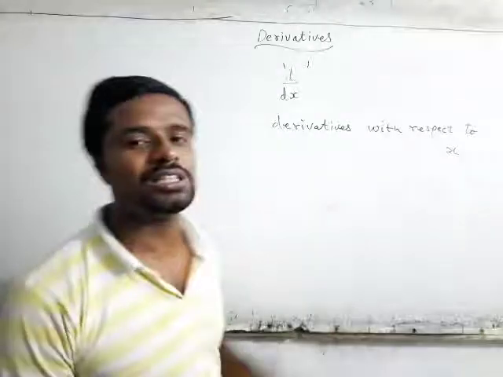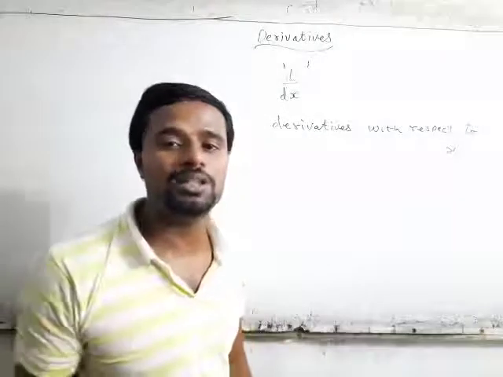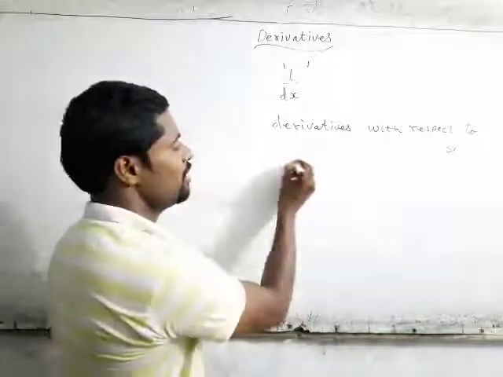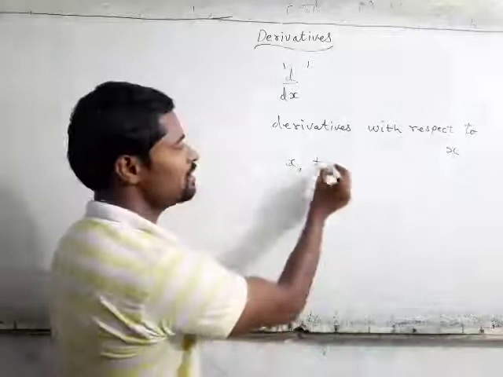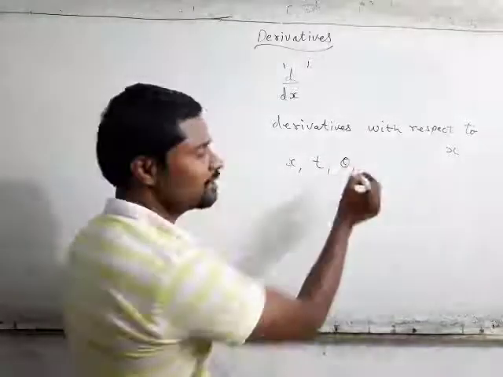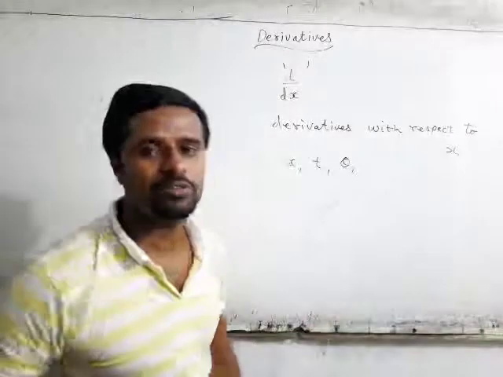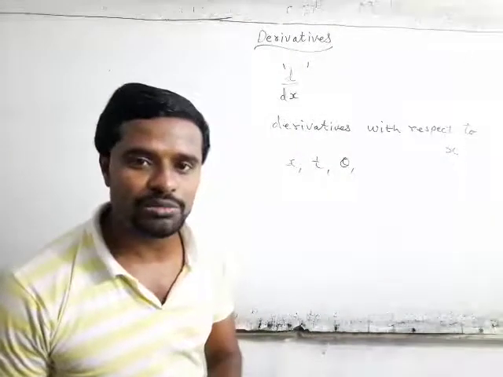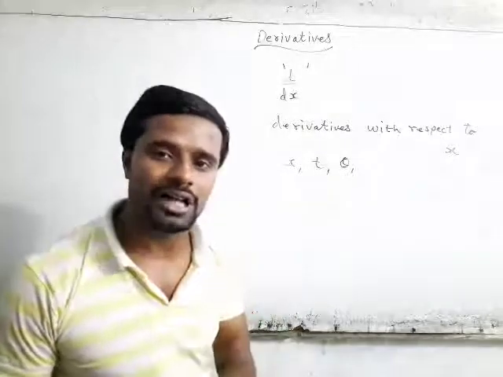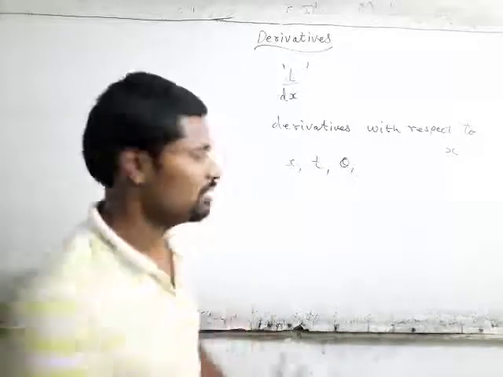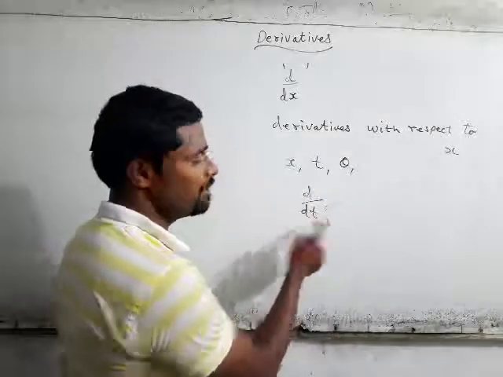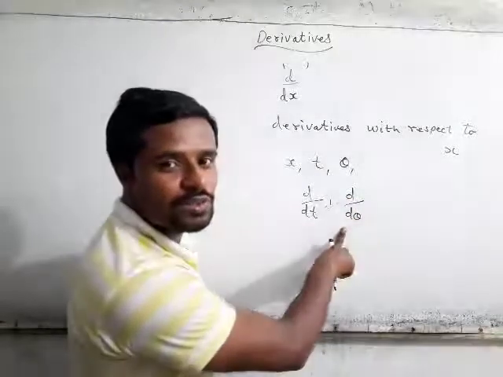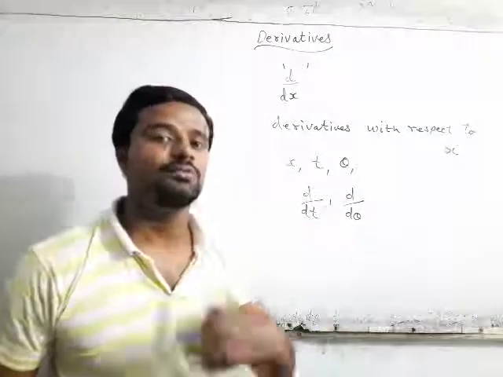Now it is not compulsory that it will be in x only. It can be other parameters, other variables. X is one parameter you have seen. T is another parameter. Theta is another parameter. These are our two initial or famous parameters. So it can be written as d by dt, derivative with respect to t, and d by d theta, derivatives with respect to theta. In this way we pronounce this command.